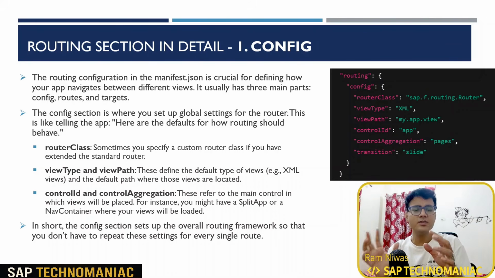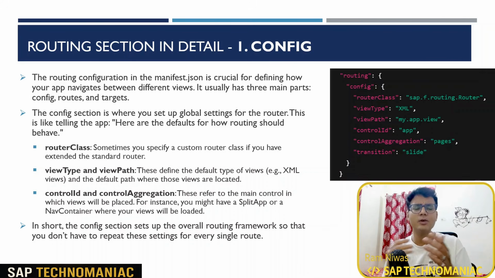The configuration will define the global setting of your router, how its overall behavior is. Suppose when you are moving from one page to another page, how the transition will happen. And if you have a custom router class, that also you can define. Whenever your application loads, what is the default view and what is the view type, all those things you will define in this config.